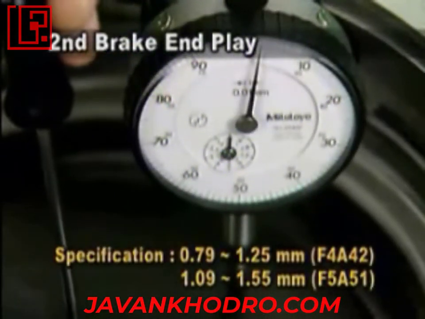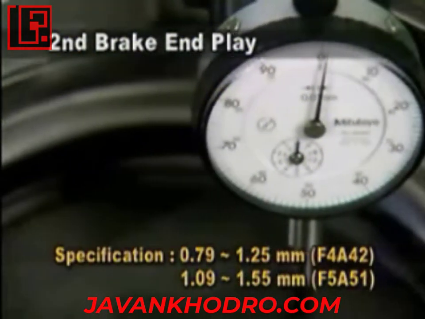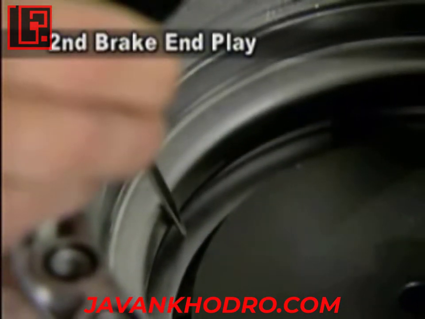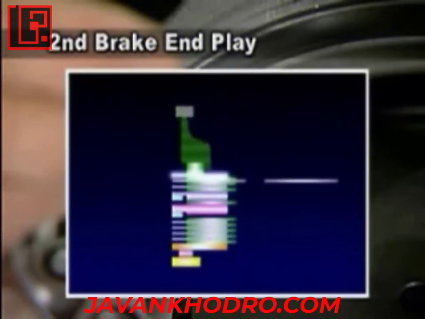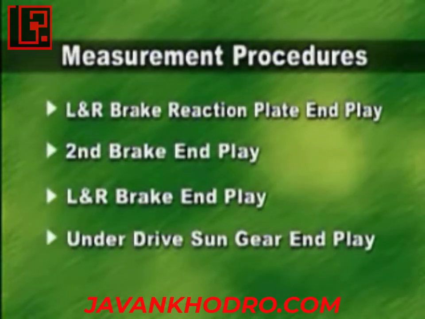If the measured value exceeds the specification, change the pressure plate of the second brake with one of the 8 different plates in thickness. Pressure plate is just below the coil type return spring. To emphasize again, not a snap ring, but pressure plate of the second brake should be changed in this case. Third, let us explain the measurement and adjustment of end play of low and reverse brake.